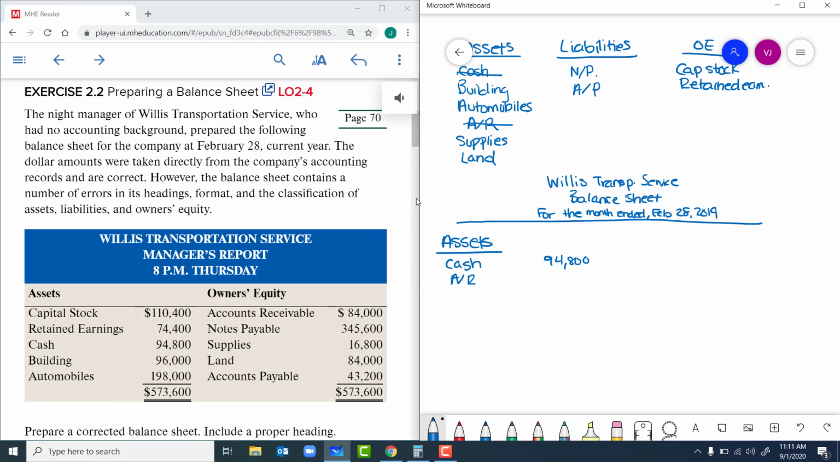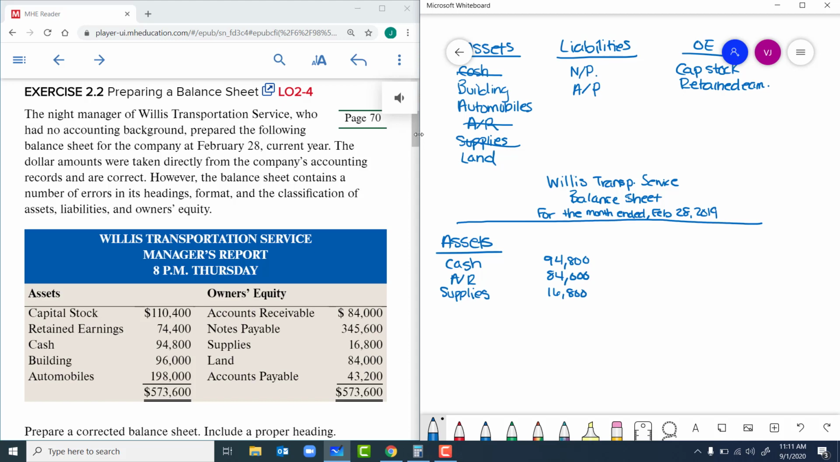So accounts receivable is next. It has a balance of $84,000. Next one out of these, building, automobile, supplies, land. Supplies is probably going to be the best guess for the next most liquid asset. Okay, supplies. And supplies have a balance of $16,800.